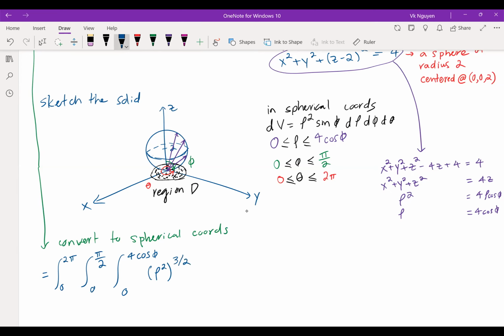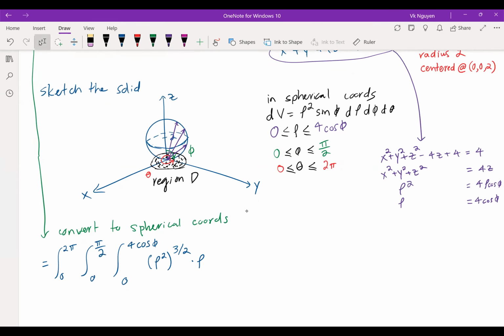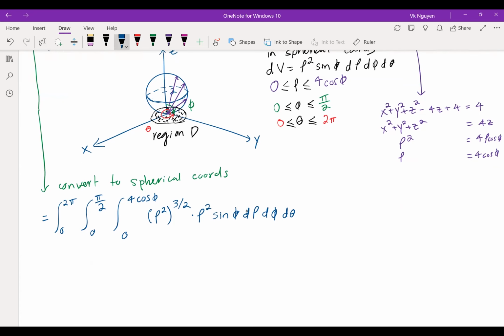3 over 2. Multiply to dV, it is rho squared sine phi d rho d phi d theta. And then from here you see that you can definitely work out this integral. It's not that bad.